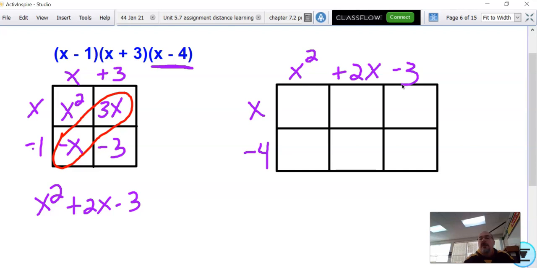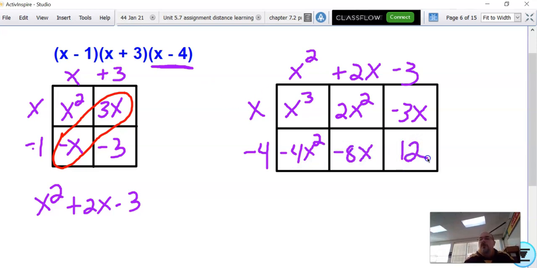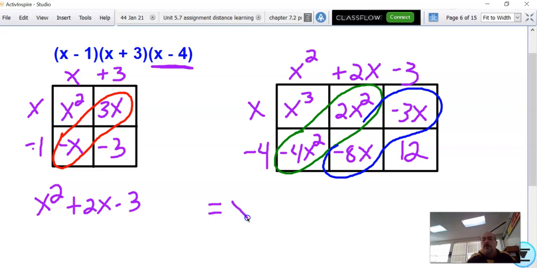And again, I'm going to multiply just like I did before. So this is x cubed. This is 2x squared. This is minus 3x. This will be minus 4x squared. Minus 8x, positive 12. So again, I'm going to go through. These two are the two that are alike. And what else is alike? These two are alike. So I'm going to combine like terms and write my answer. So my answer here, ladies and gentlemen, is x cubed minus the 2x squared minus 11x plus 12.